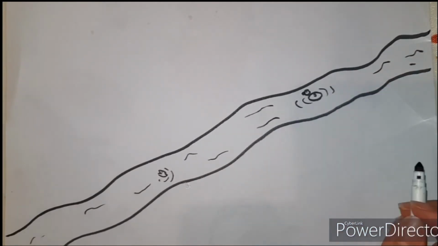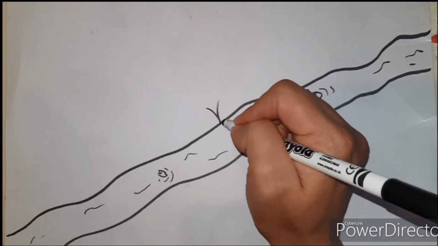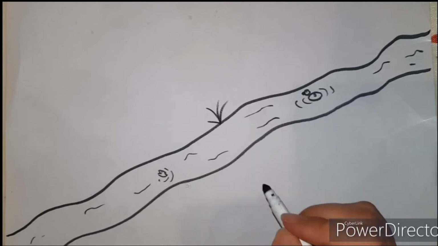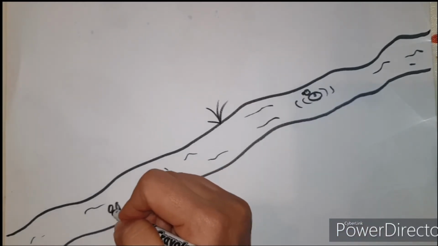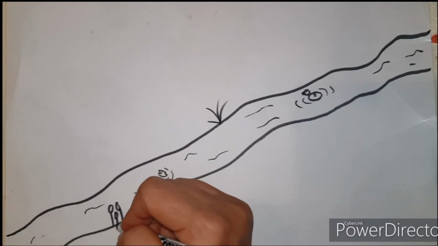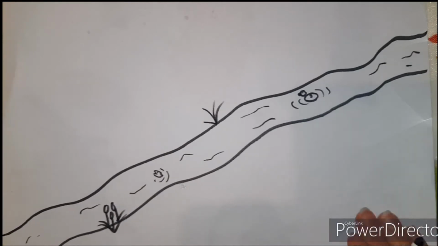Lovely. And I might want to put a few plants next to it. Let's see if we can put some plants coming up here. And maybe we can have some reeds over this side. A few reeds here. And some leaves coming up. Excellent.